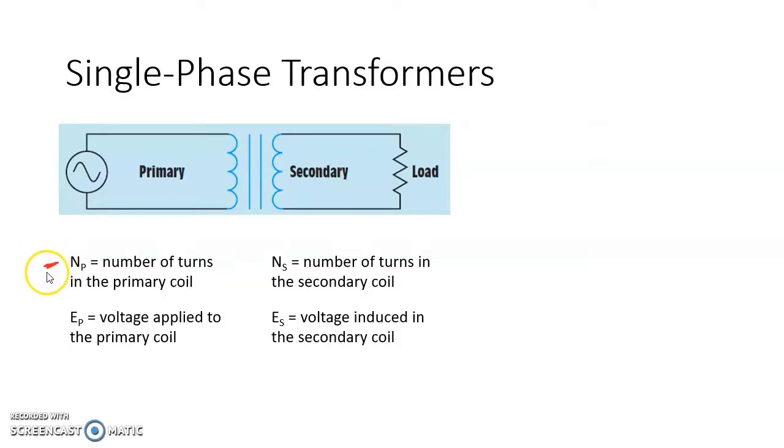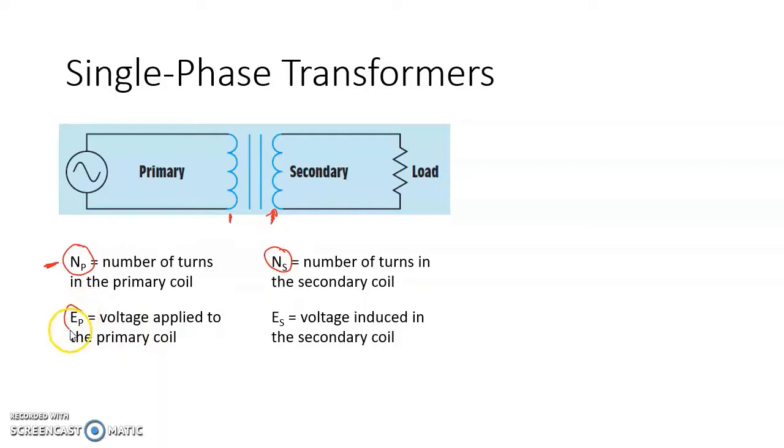We know that there are coils of wire on the primary side and on the secondary side. Coils of wire are literally wires wrapped around something, and we're going to define the number of turns of wire in the primary coil. N stands for number, and P stands for primary. So N sub P is the number of turns of wire in the primary coil. The number of turns in the secondary coil is N sub S.